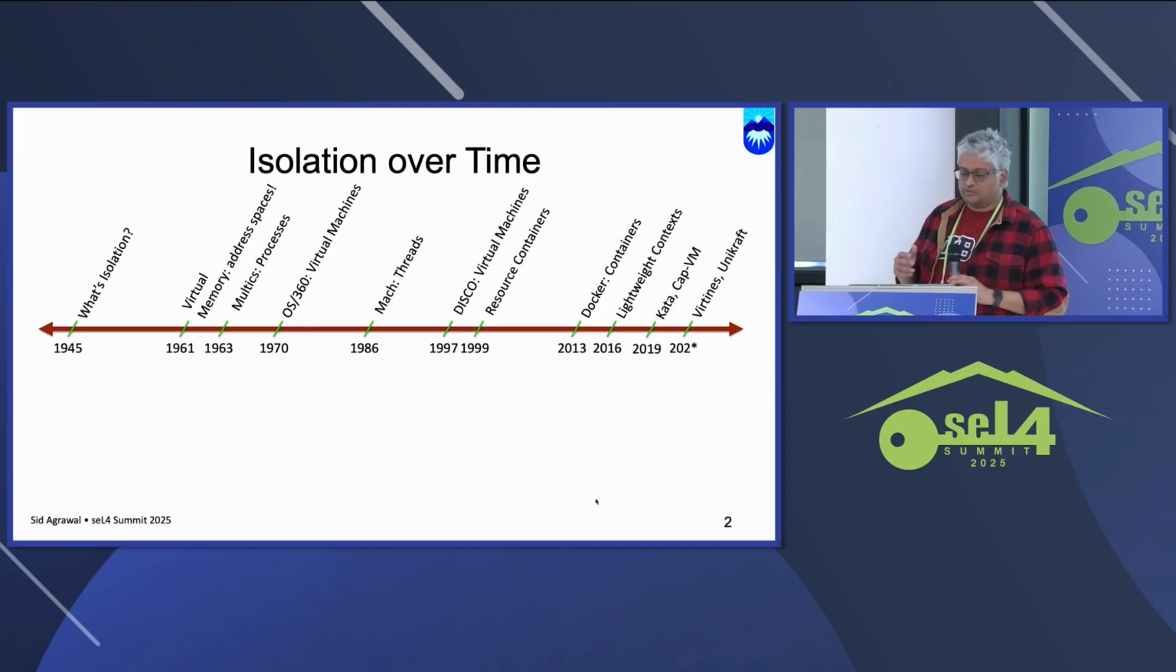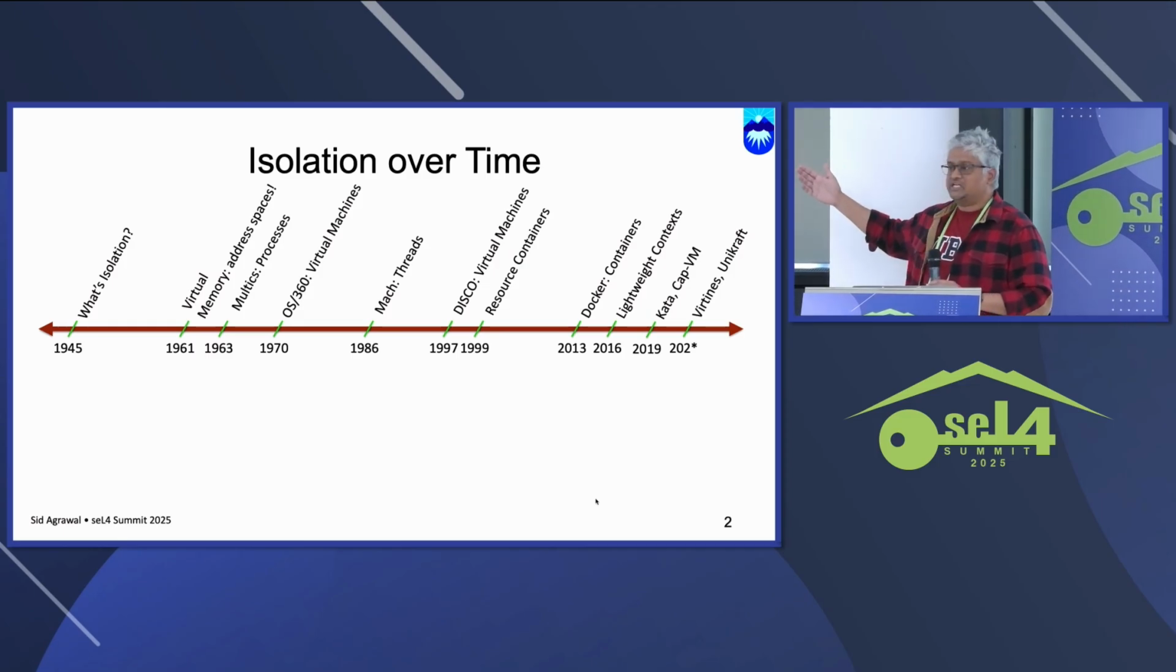And while all this is going on, there is a resurgence of virtual machines in the form of various lightweight VMs. Kata Containers is one, CapVM is CHERI-based virtual machines. We have Firecracker, Unikraft, a whole lot of them.